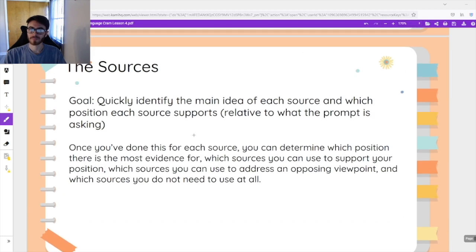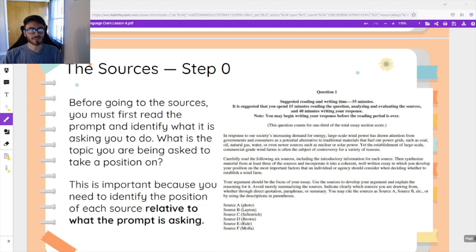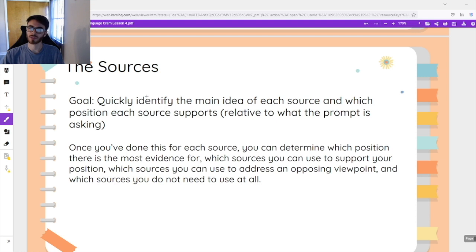And the reason we do this is because it makes it a lot easier and quicker to incorporate sources when we start writing, rather than scrambling and trying to find stuff while we're writing. So I have a specific method here that I recommend that accomplishes this goal of quickly identifying the main idea and position of each source.